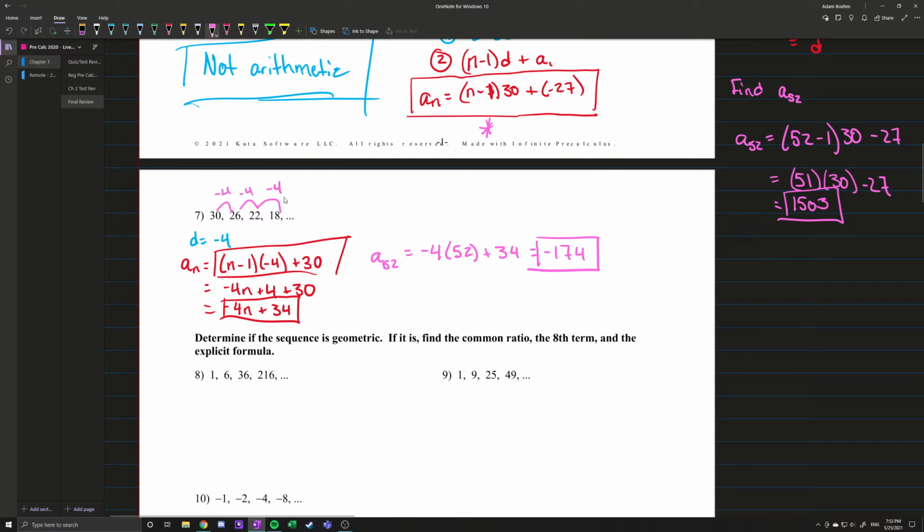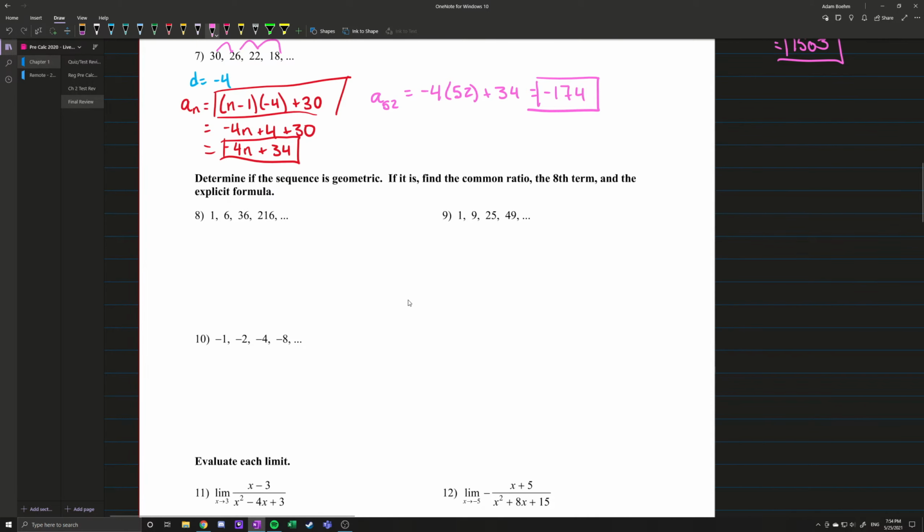All right, so that's arithmetic sequences. Again, if you just know that you're adding the same term over and over again, even if you didn't know these formulas really explicitly, you should be able to get there. It might take some time, but you'd be able to get there. All right, so moving on to geometric sequences. First is to determine if the sequence is geometric. And then if it is, find the common ratio.